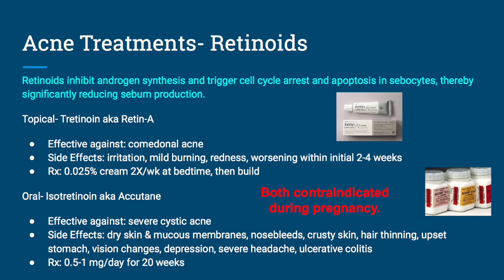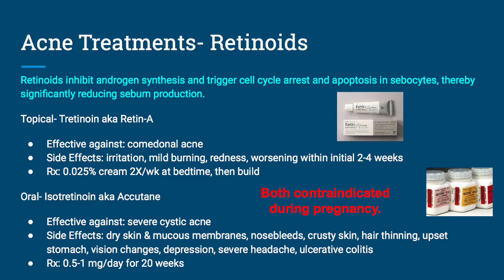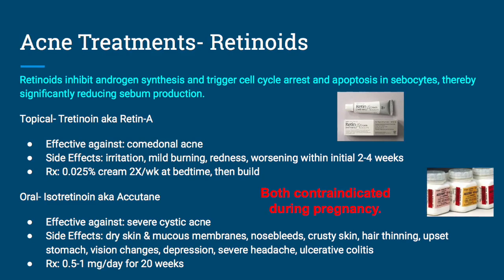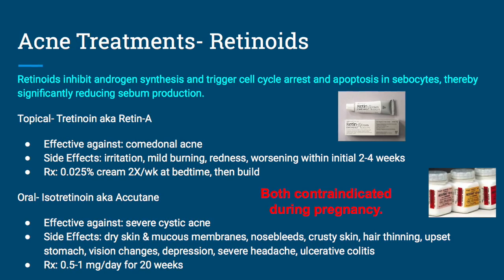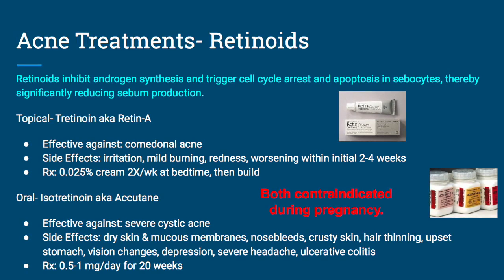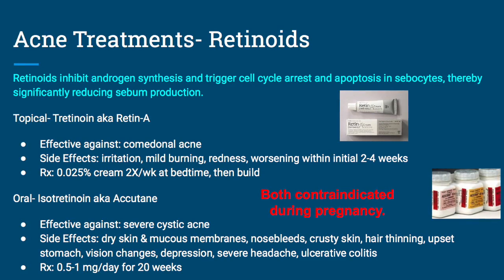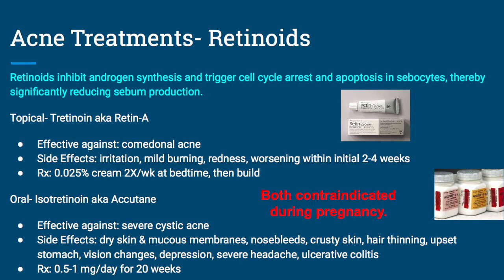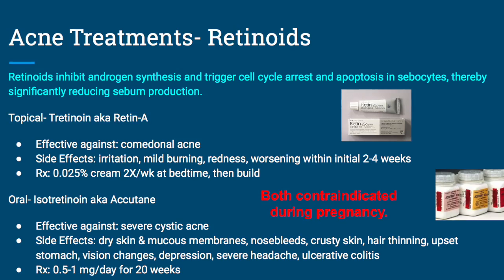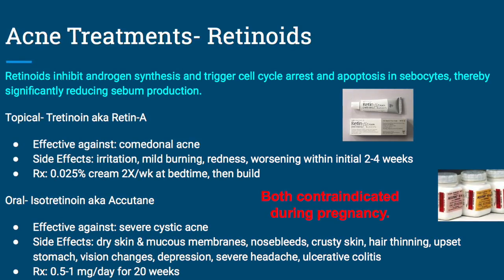Retinoids is the first acne treatment we're going to go over. They inhibit androgen synthesis, and they trigger cell cycle arrest and apoptosis in sebocytes. This in turn reduces sebum production. Retin-A or tretinoin is effective against comedonal acne. Side effects include irritation, mild burning, redness, usually worsening within the initial 2 to 4 weeks, then getting better over time. An example of the low prescription would be that you would start it twice a week at bedtime and then build to every night.